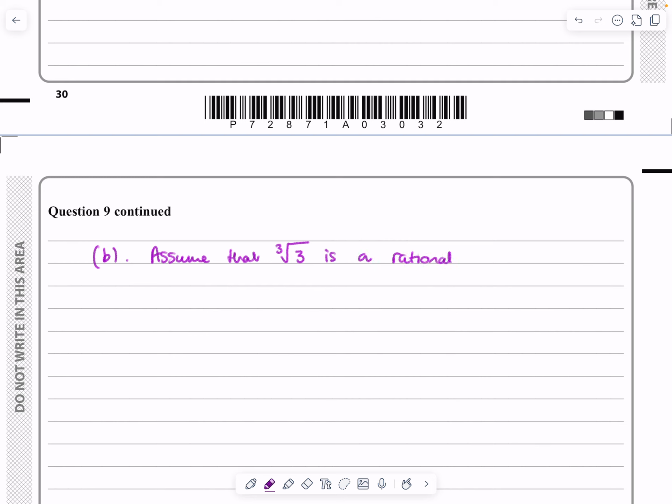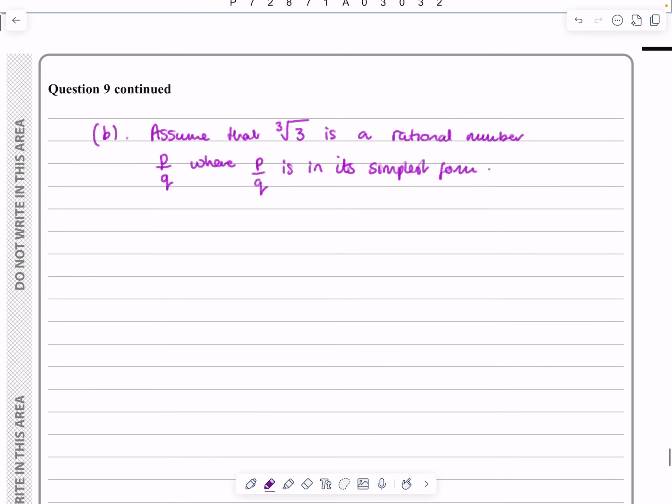We know that's not true. And then, only because I've done these questions before, p over q, where p over q is in its simplest form. For those of you who remember this question, what we're actually going to do is show that these two would be able to be cancelled down, and then my assumption is not true. But let's have a go at actually doing it.